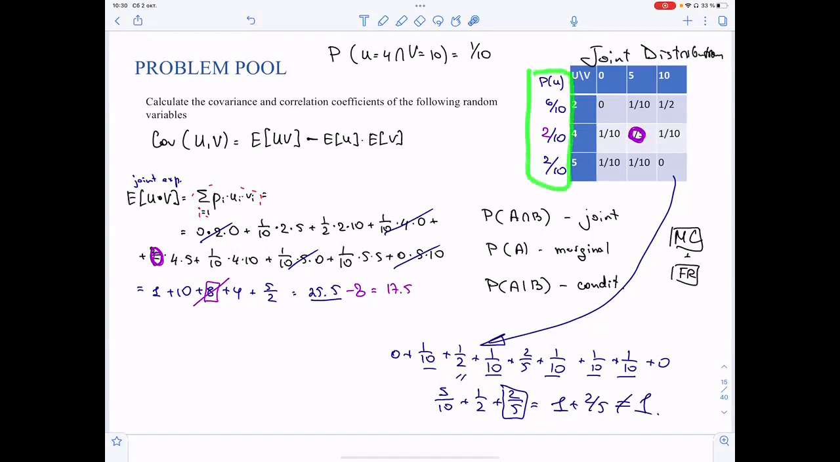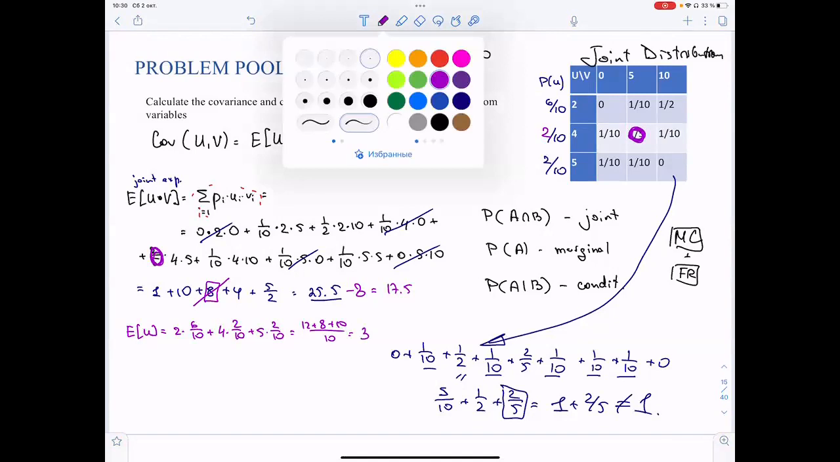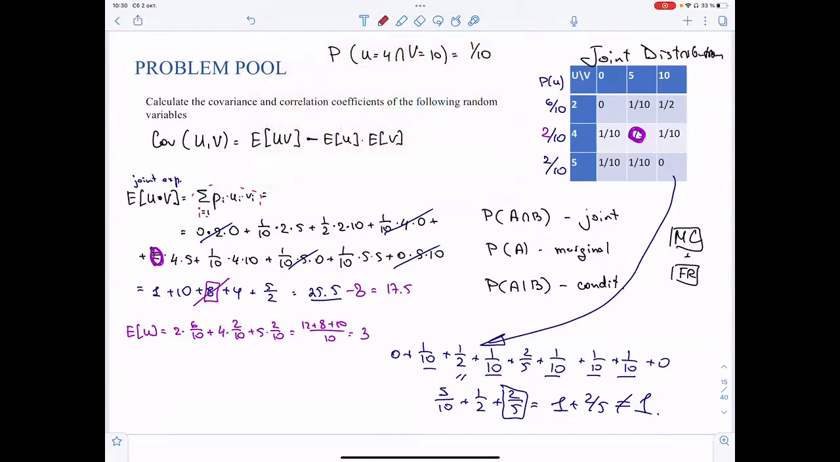Here's the marginal distribution. And let me calculate the marginal expectation of U. It's going to be 2 times 6/10 plus 4 times 2/10 plus 5 times 2/10. It's 12 plus 8 plus 10. It seems to be 3. Am I right? Well, hopefully. I don't want to make too many typos, but if I did, please help me to locate them.